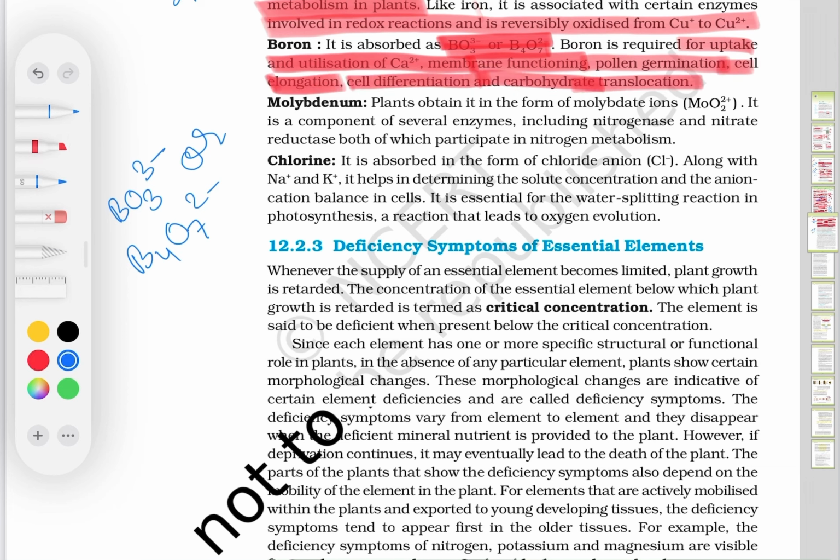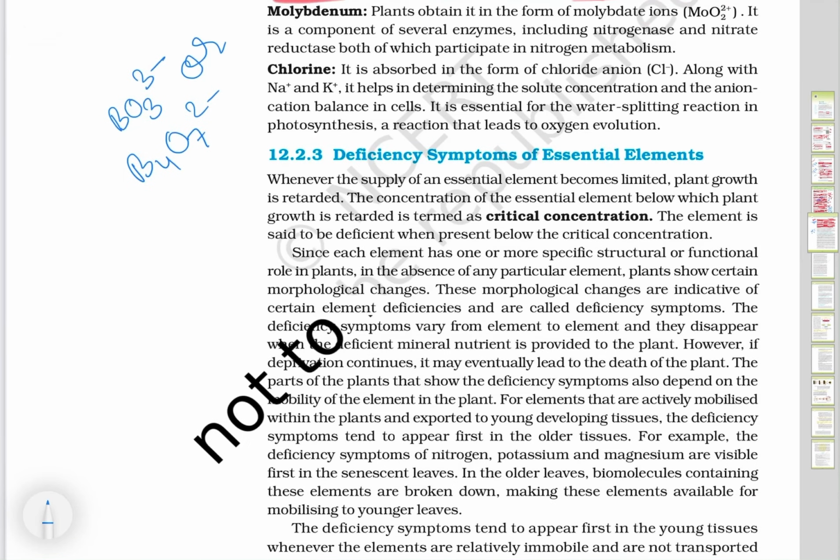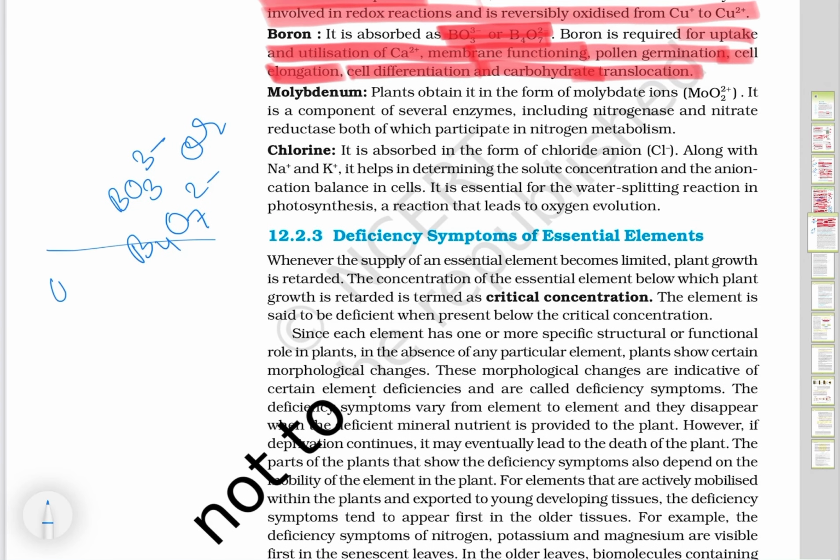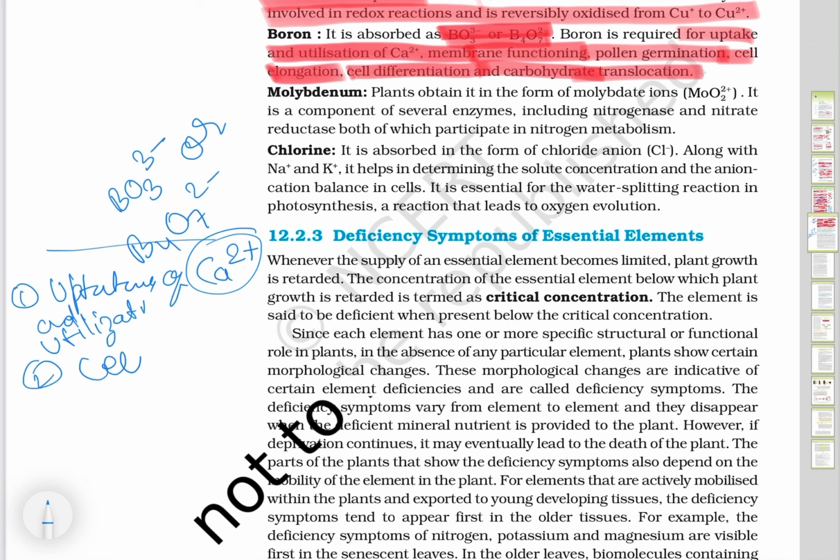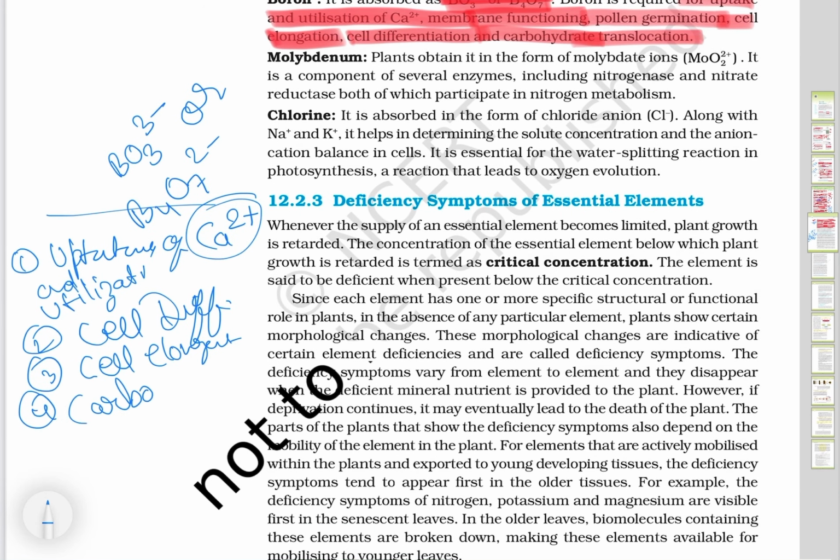So for the uptake and utilization of calcium ion, cell differentiation, cell elongation, carbohydrate translocation, and pollen germination, membrane functioning.